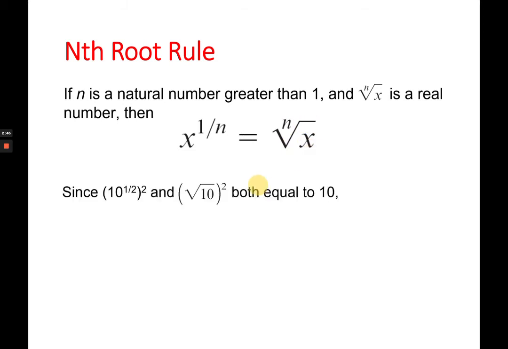So I have an example. Let's say 10 has a power of 1/2, and we are going to raise it to 2. And remember your power rule. And another expression, square root of 10 to the power of 2, are actually both equal to 10. Why? If you have a power of a power rule, you are supposed to multiply. 1/2 of 2 is 1, and 10 raised to 1 is 10.